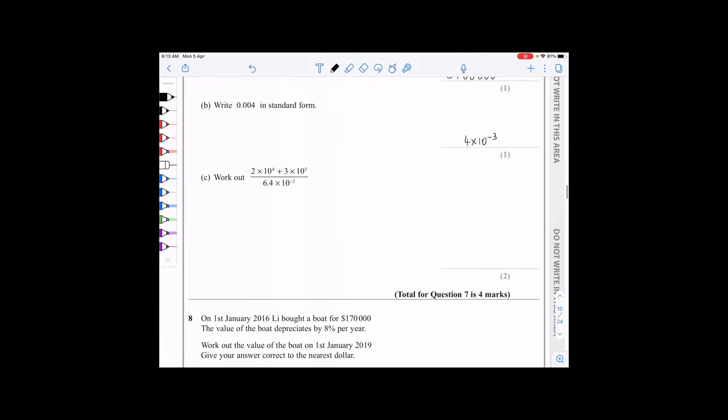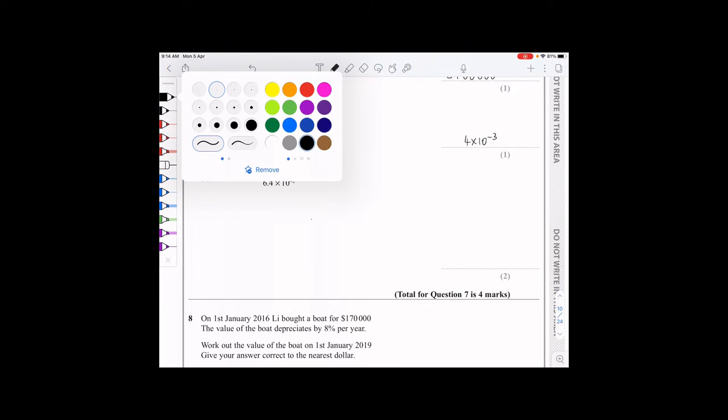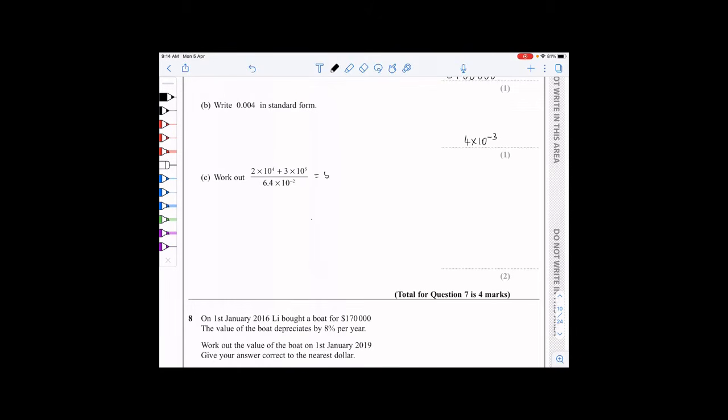Because I'm making the number bigger, I'm decreasing the power of 10. And then work out 2 times 10 to the 4 plus 3 times 10 to the 5 over 6.4 times 10 to the minus 2. I'm just going to plug in everything on the calculator here and hopefully get an answer straight away. So the calculator is giving an answer of 5 followed by 2, 4, 6 zeros.